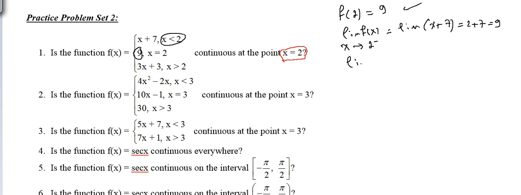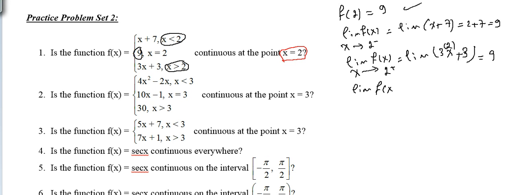Then we find the limit of f of x as x approaches 2 plus. Limit 2 plus means x greater than 2. It's 3x plus 3, right? And when we substitute 2 instead of x, 3 times 2 is 6, plus 3 equals 9. This means the limit of f of x as x approaches 2 minus equals the limit as x approaches 2 plus, and this is condition 2 satisfied.